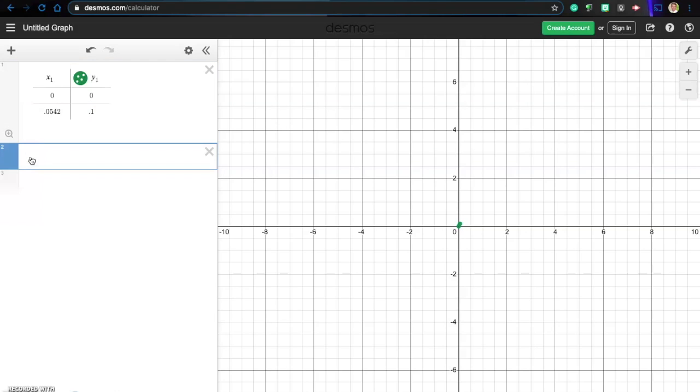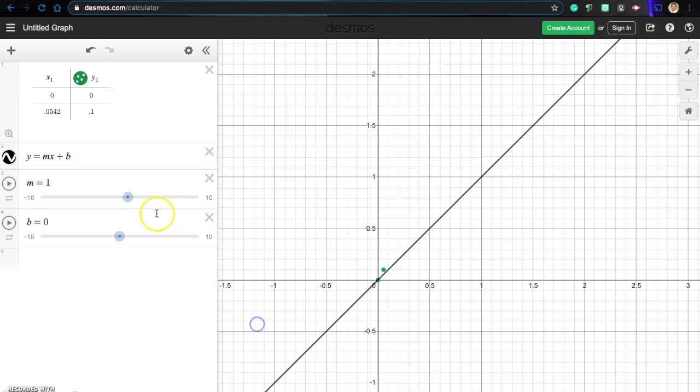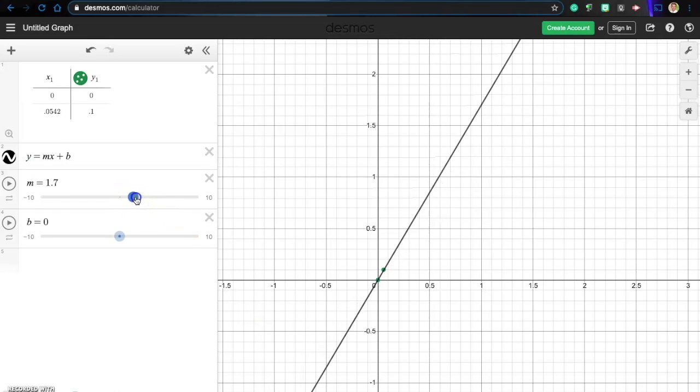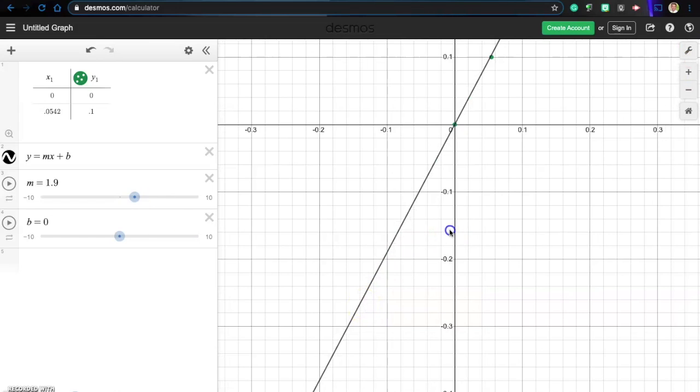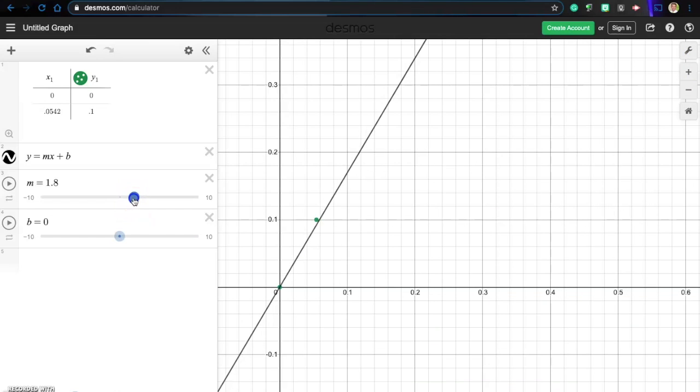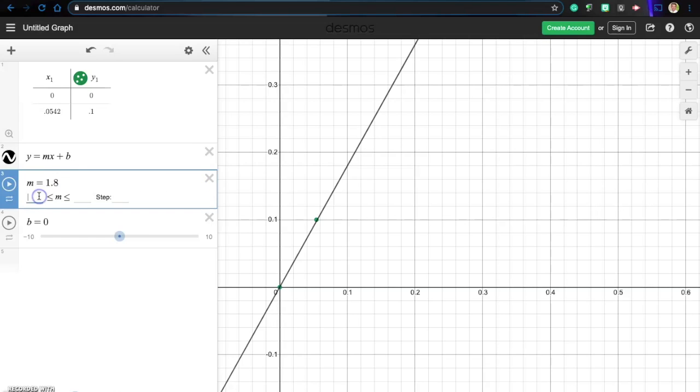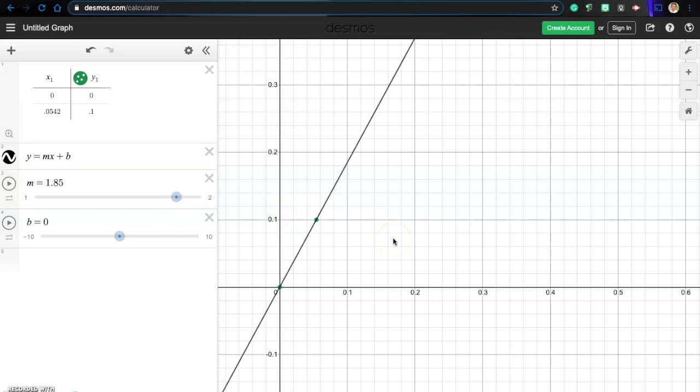Some of you know how to do this. Y equals mx plus b. I know b is going to be 0, and I'll go ahead and set my slider. And that looks appropriate. Maybe I'll slide in a little bit more, and I can get pretty accurate. I know it's about 1.8, so maybe I'll go from 1 to 2 and change my step and get it real tight in there. So it looks like my velocity might be 1.85 meters per second.